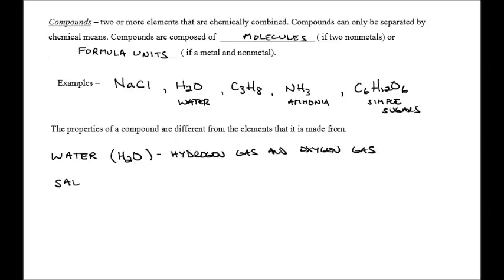Salt, NaCl, is composed of sodium, metal, and chlorine gas. Sodium metal explodes in water. Chlorine gas, if you breathe it enough, can kill you. But salt, we know we use every day on our food. So the properties of the compound are different from the elements that make it up.